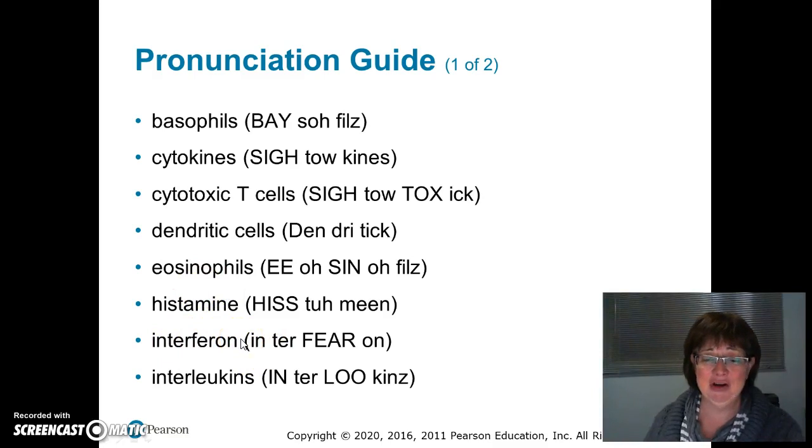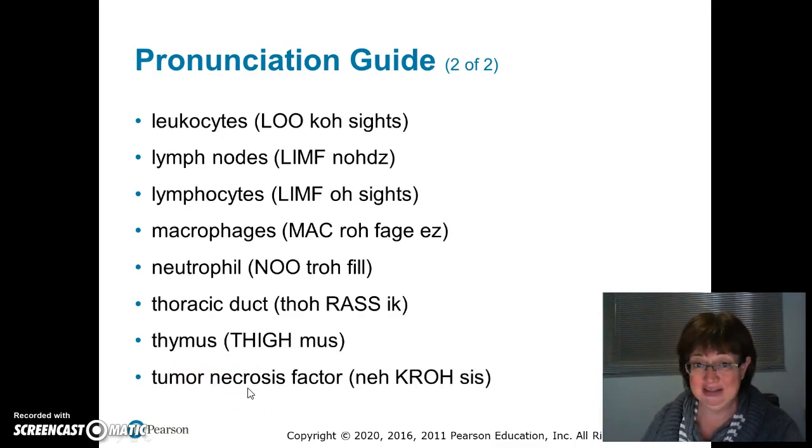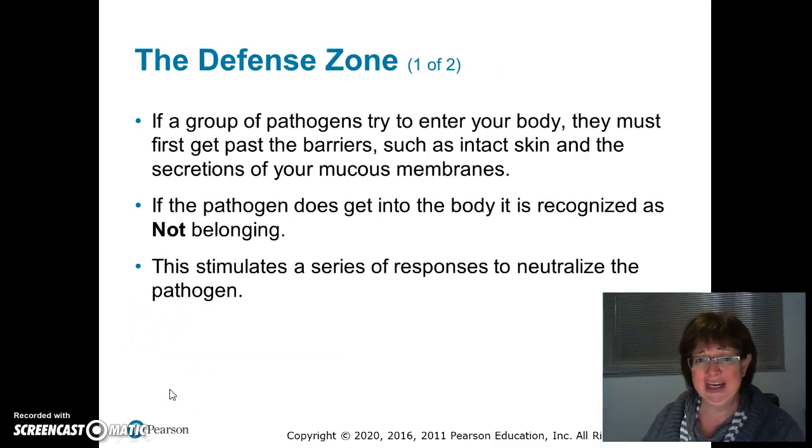Interferon is a chemical that interferes, not to be confused with interleukin. When we look at leukin, that's got the word white in it, so interleukin is used to communicate between white cells. Lymph nodes are specialized structures where the lymph goes. Macrophages are specialized eaters. And we'll look at it.